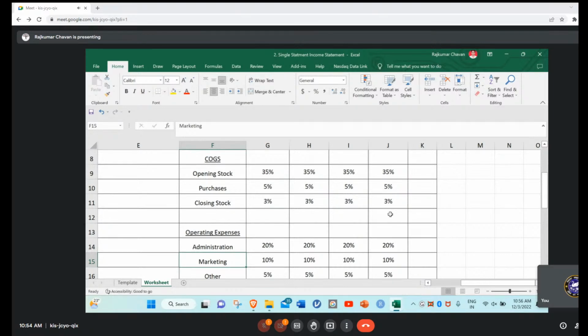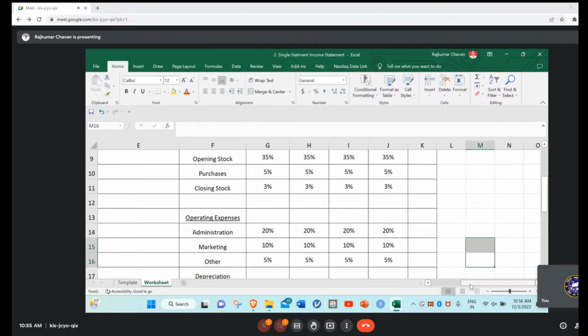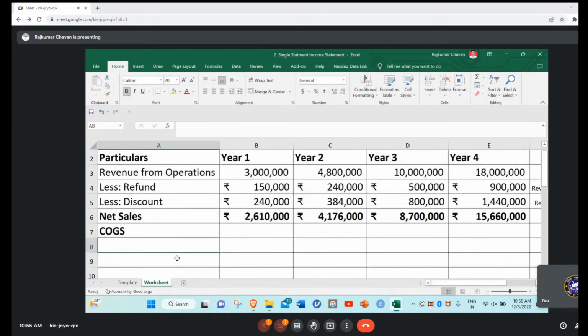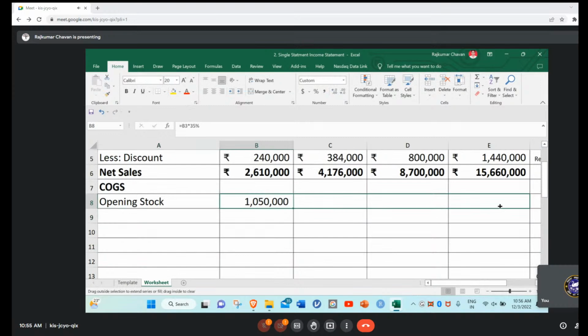Now opening stock is how much percent here? 35%. So 35% on what? Gross sales. So we have gross sales of, let us come here on the left hand side here, we got cost of goods sold. First item, we will write here something called as what? Opening stock. So opening stock is equal to, we have a gross sales of 30 lakh into how much percent? 35%. So we got how much answer? 10 lakh 50,000. So drag it on right side.